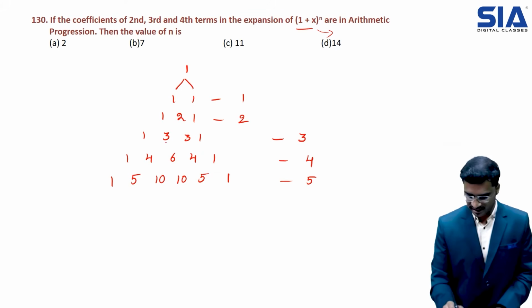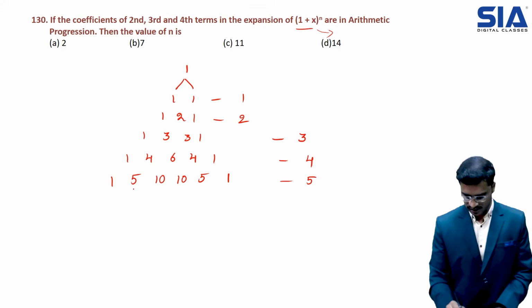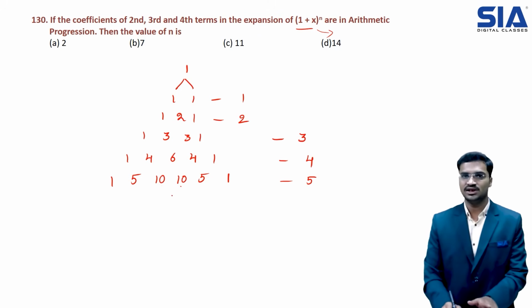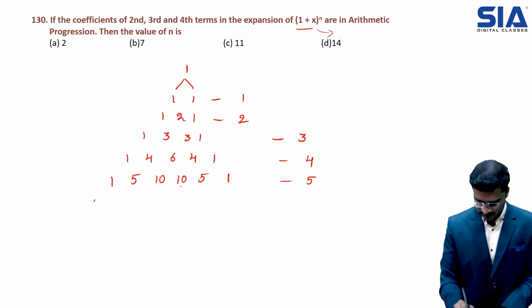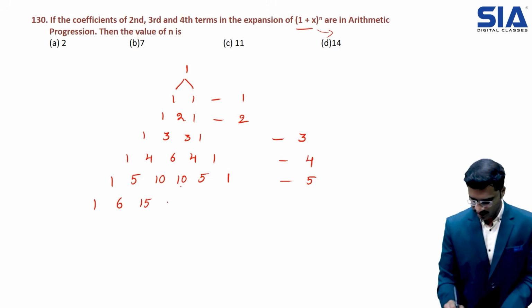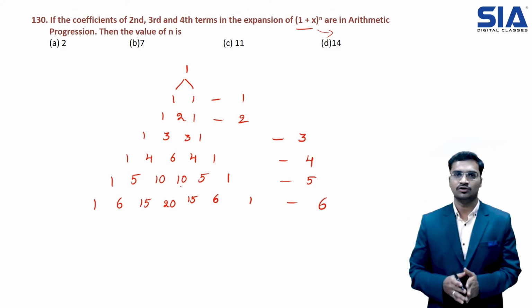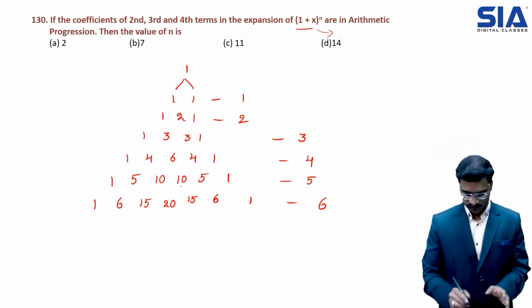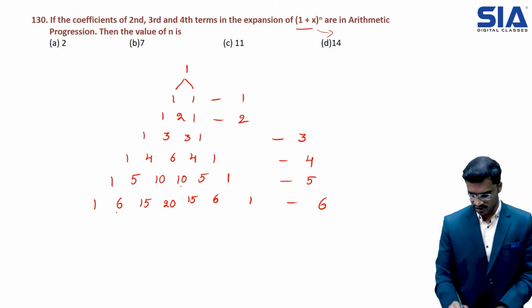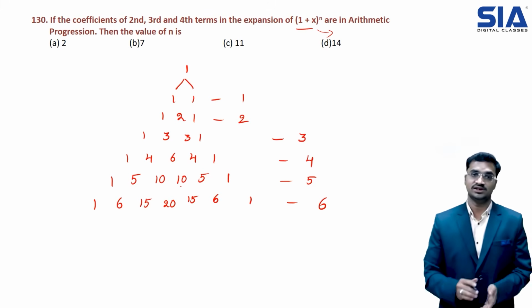So the second term is 3. So this is not in arithmetic progression. This is also not in arithmetic progression. This 5 plus 5 is 10. But instead of 10 here, if there is 15, I can say that this is in arithmetic progression. So let us see 1 6 15 20 15 6 1. This is the sixth expansion, the coefficients of degree 6. So 6 plus what is 15? 6 plus 9 is 15 and 15 plus 5 is 20. This is not in arithmetic progression.